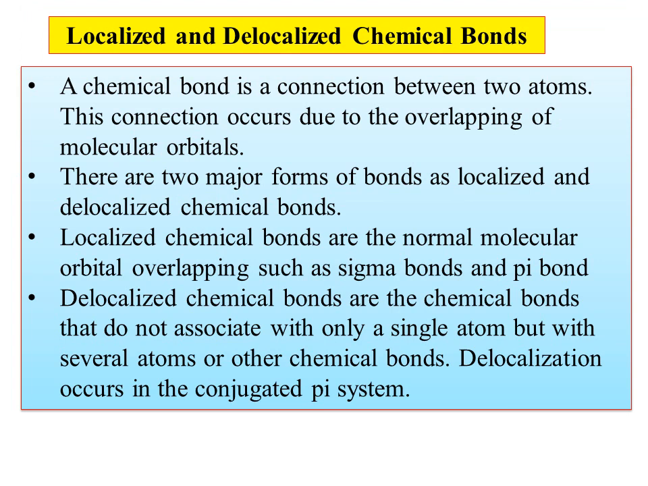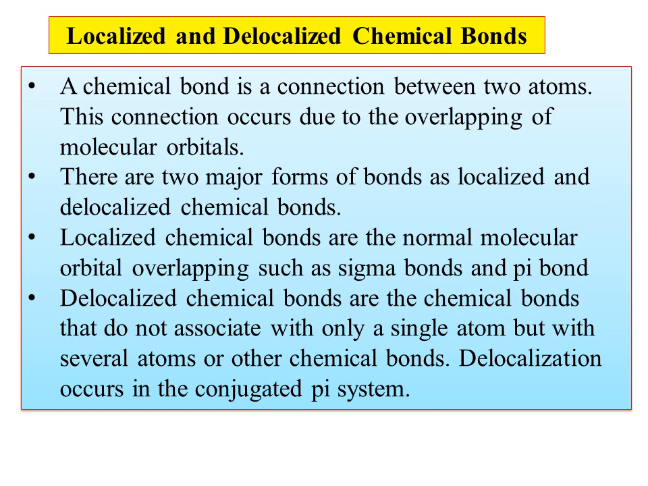Similarly, we come across another important concept: localized and delocalized chemical bonds. When you consider a chemical bond, it is taking place between two atoms. Some sort of electrostatic force of attraction is there, due to overlapping of orbitals, that creates the bond. Those two types of bonds are there. One is called localized, the other is called delocalized. Localized chemical bonds are the normal molecular orbital overlapping, such as sigma and pi bonds.